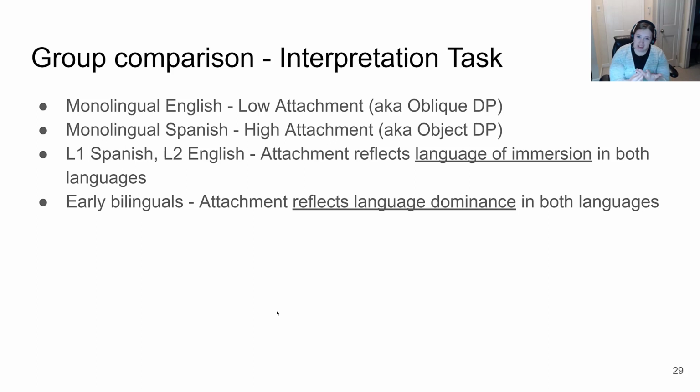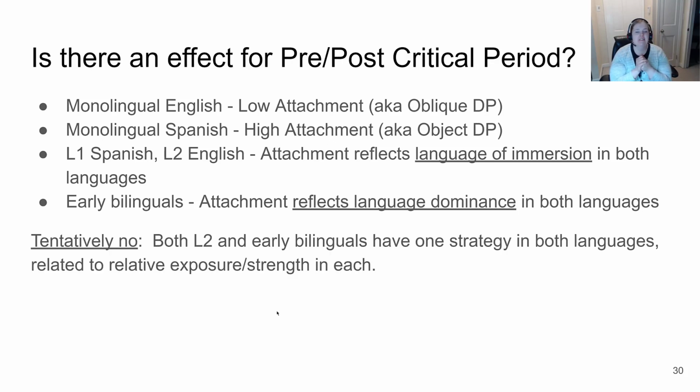So if I ask the question, is there an effect for a critical period? And this was our question, right? Remember, I said that if critical period is what makes L2 different from monolingual, you would expect L2 to be totally unlike early bilinguals. But if it's the coexistence of two languages in the mind that causes you to be different from monolinguals, then by George, they should be like early bilinguals. And I would say tentatively, that's what we found, right?